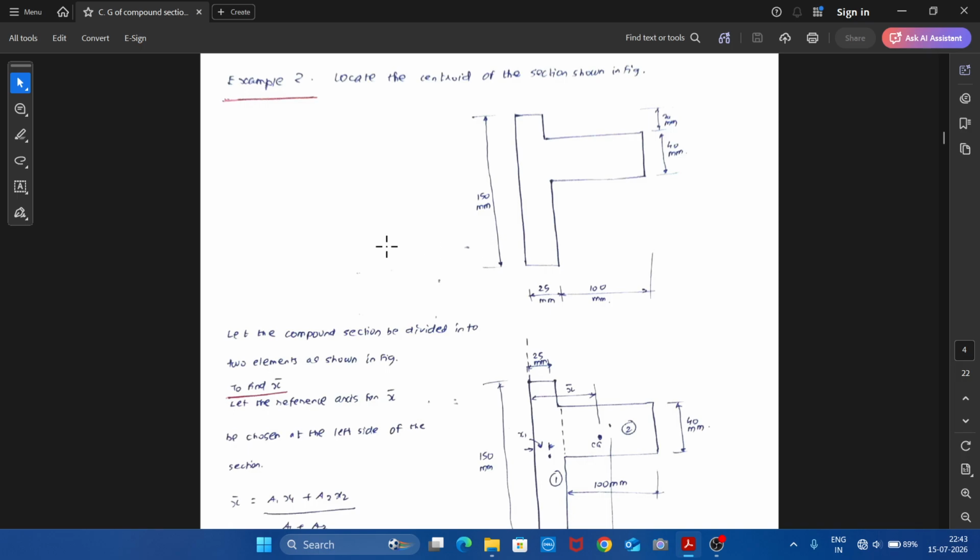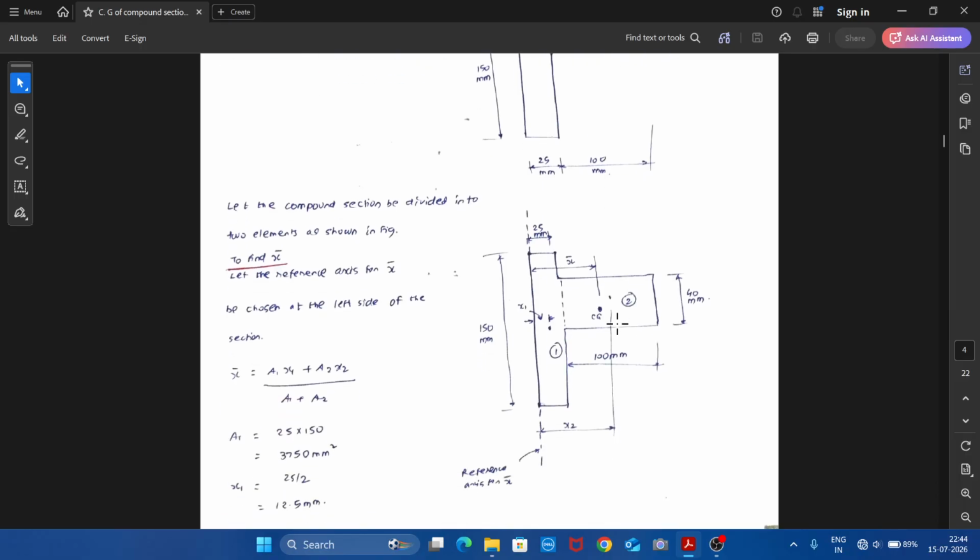To find the centroidal distance x bar, first we need to divide the compound section into two simple sections. So let the compound section be divided into two rectangular sections, rectangular section 1 and rectangular section 2. As soon as we divide, we need to mark the dimensions clearly. The dimension of element 1 will be 150 mm height and 25 mm width. Similarly, the dimension of element 2 will be 100 mm width and 40 mm height.